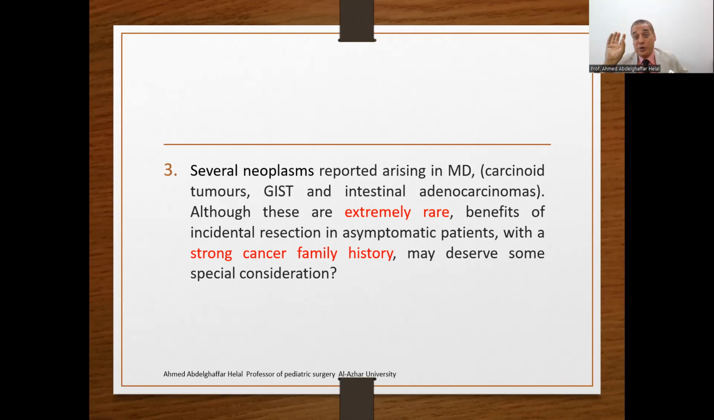So remove the diverticulum incidentally found intraoperatively. The first school of pediatric surgery recommends resection. They argue that the risk of future complication may be higher than the risk of removal. This is number one. Number two, the morbidity and mortality from removal is less than the morbidity and mortality from removal of a complicated diverticulum. Number three, several neoplasms reported in the Meckel, carcinoid, GIST, intestinal adenocarcinoma, although these tumors are reported very rarely and in adults. However, if you face a case with a strong cancer family history, you may need some special consideration related to the development of cancer in this Meckel if you leave it inside the abdomen.